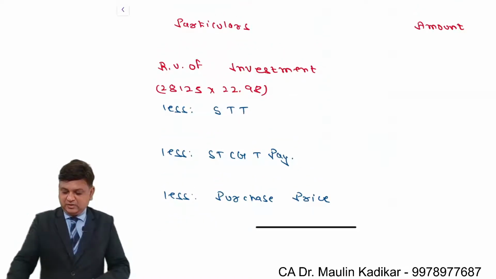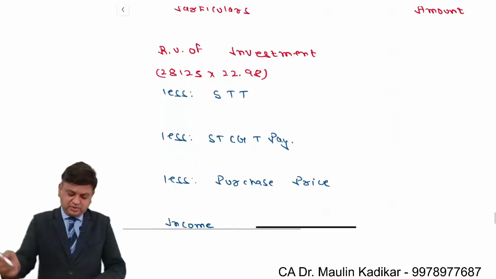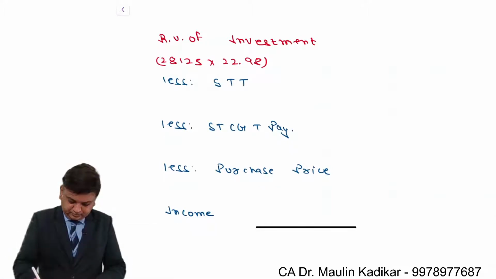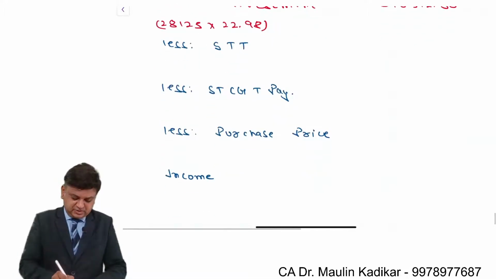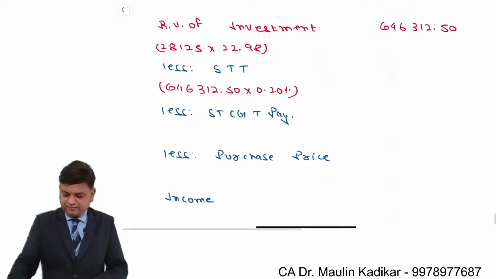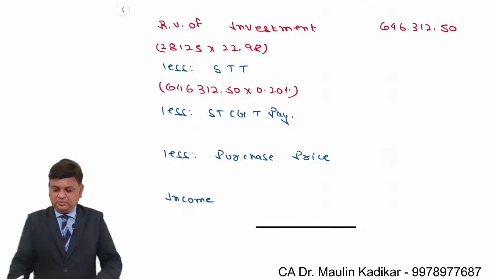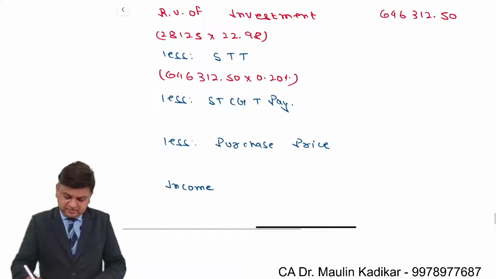So kindly use your calculator. 28,125 into 22 rupees 98 paise, 6,46,312.5. Security transaction tax is 0.2%. So 6,46,312.5 into 0.2%. That comes to 1,292.63.